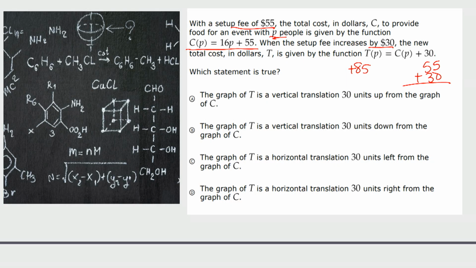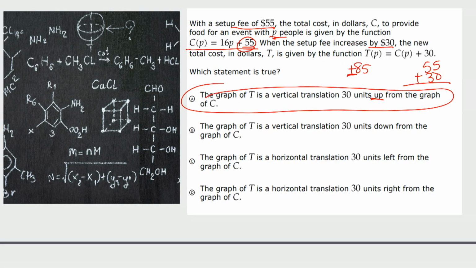Well, if I am moving this, which is away from my variable P, is that up or down? Yes, it would go up or down. But since I'm adding, I'm going to go which way? I'm going to go up. So A would be my answer.